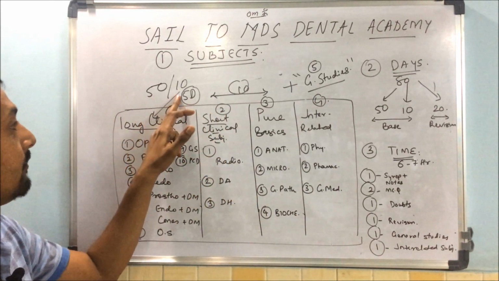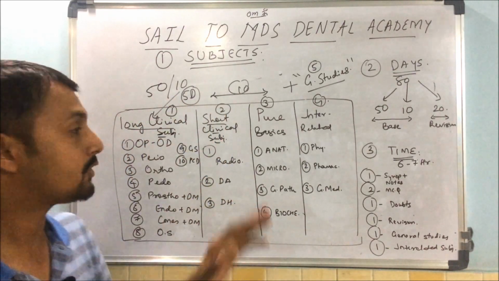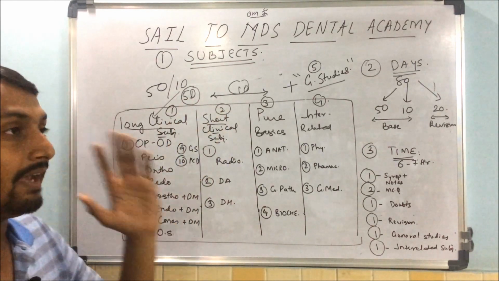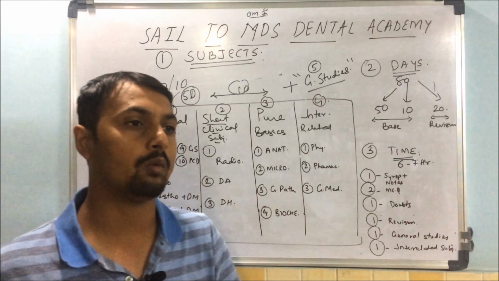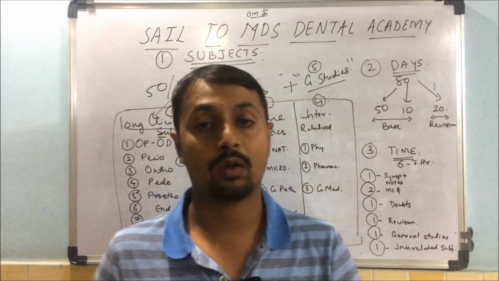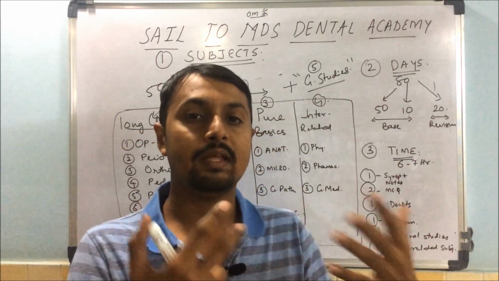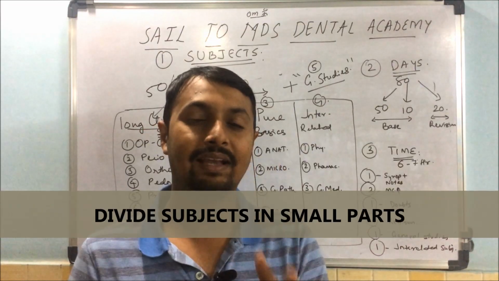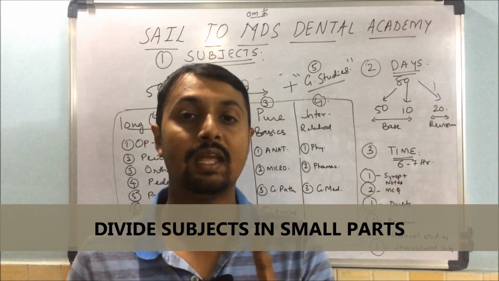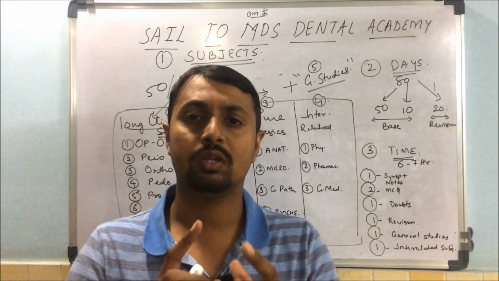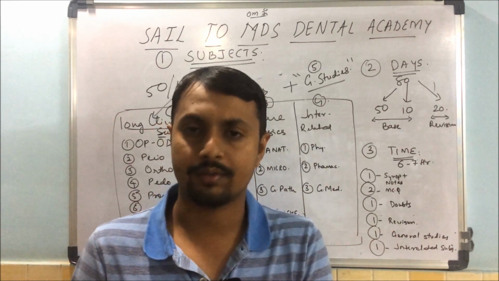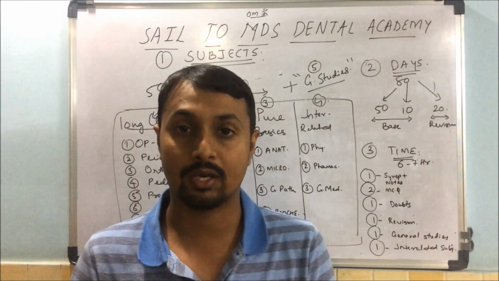Fine. So in 50 days we have 10 subjects, so 5 days per subject, and you divide the topics. For example, in oral pathology, for 4 to 5 topics we have 1 day. Then you try to complete those topics at least in 4 days. So 1 day you will have as a buffer, in which you can do the confusing concepts, you can revise, or revise tough things.